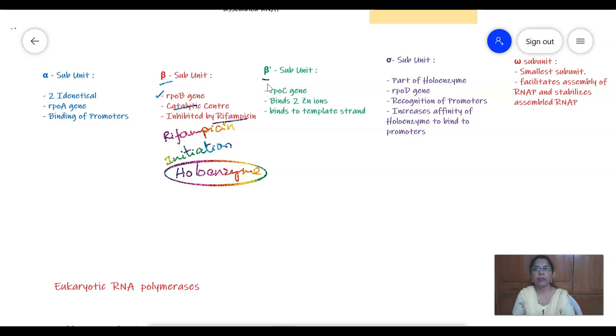Let's move on to the beta prime subunit encoded by the RPOC gene. It binds to zinc ions, which are required for the enzyme, and it binds to the template strand.